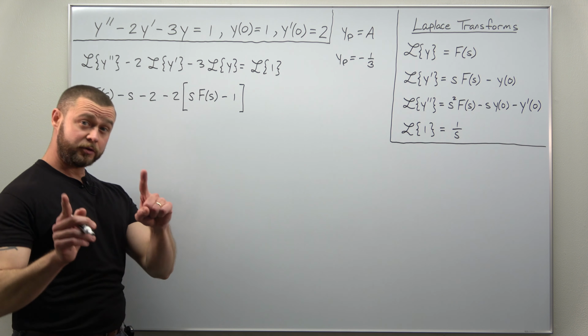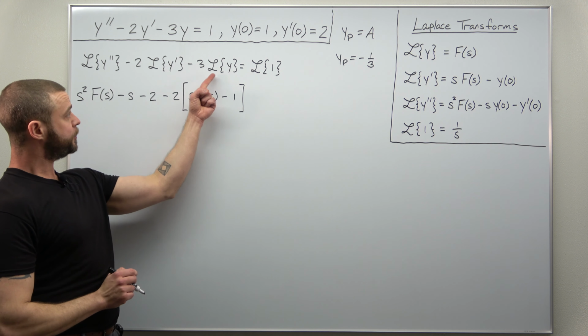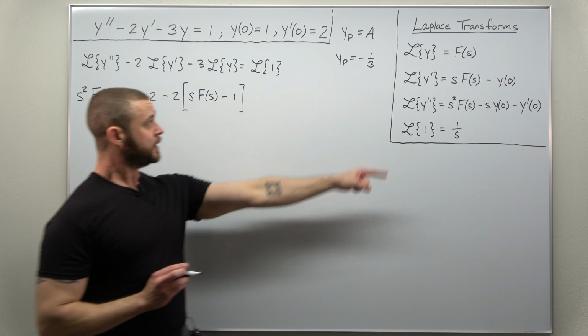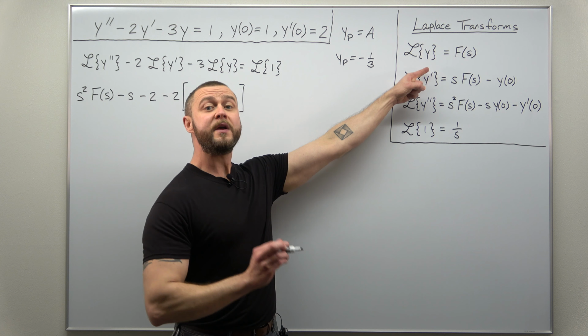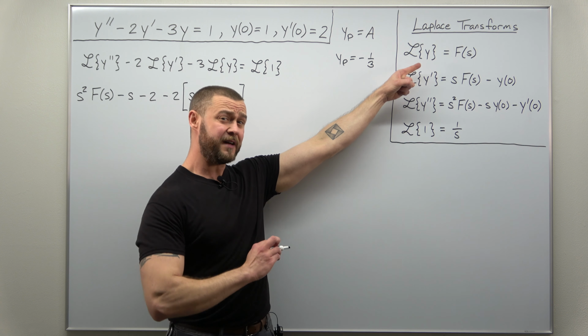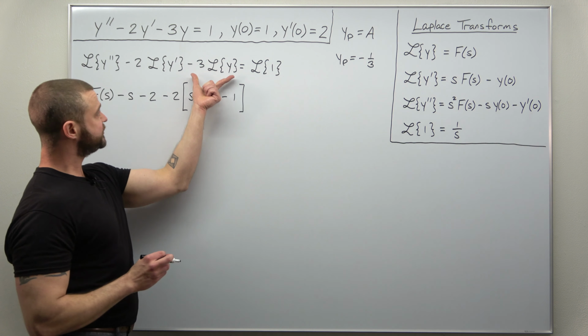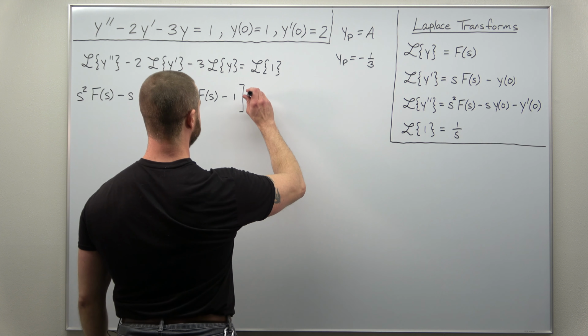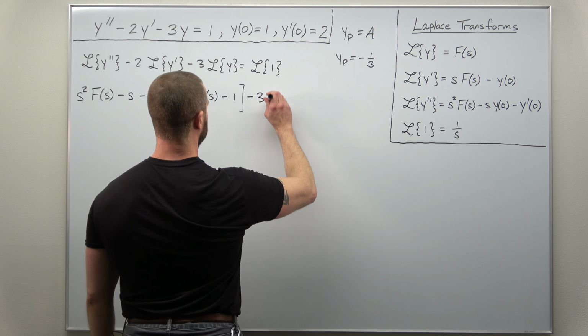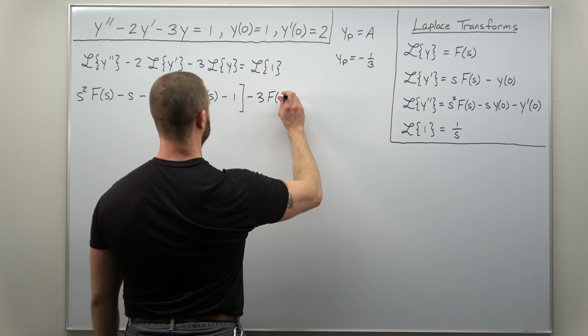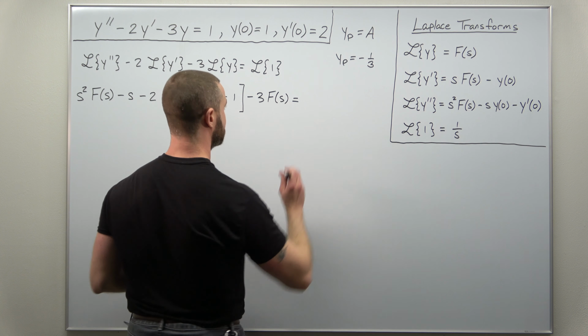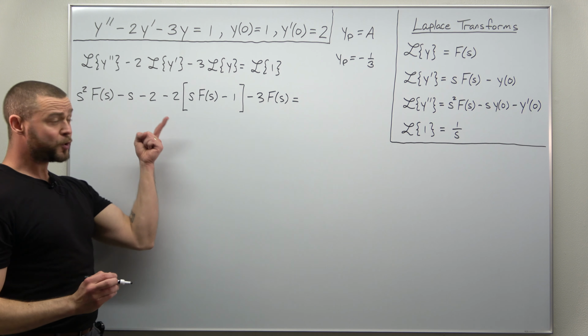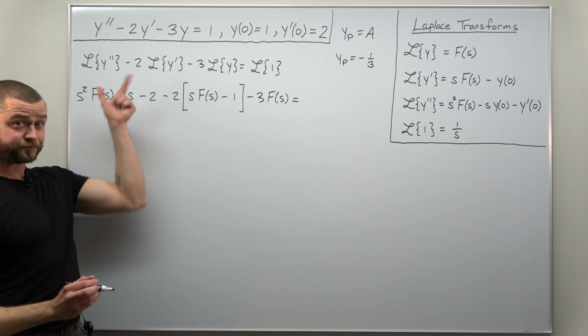All right, and don't overlook this part, the Laplace transform of y. That's just our definition of how we understand what F of s is. So this last term here is just going to be minus 3 times F of s. All right, that's your transform of the entire left side.